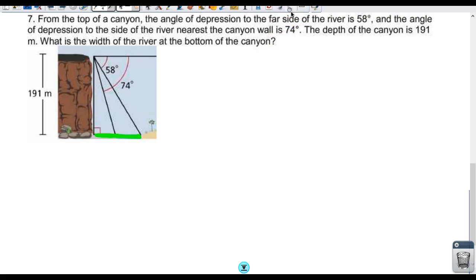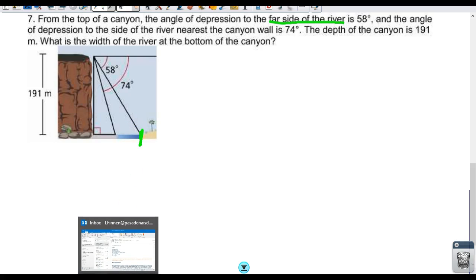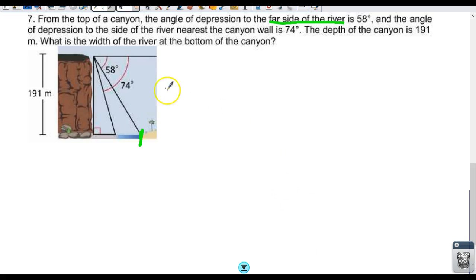Oops. Okay, so this says, from the top of the canyon, so I'm assuming since there's a picture there, like I'm up here, from the top of the canyon, the angle of depression to the far side of the river is 58 degrees. So up here. In order to have an angle of depression, I have to have a horizontal line. Then I look down. The angle of depression to the far side is 58. So that means this right here, far side of the river, right? Then it goes on to say the angle of depression to the side of the river nearest the canyon wall, so the other side of the river, is 74.